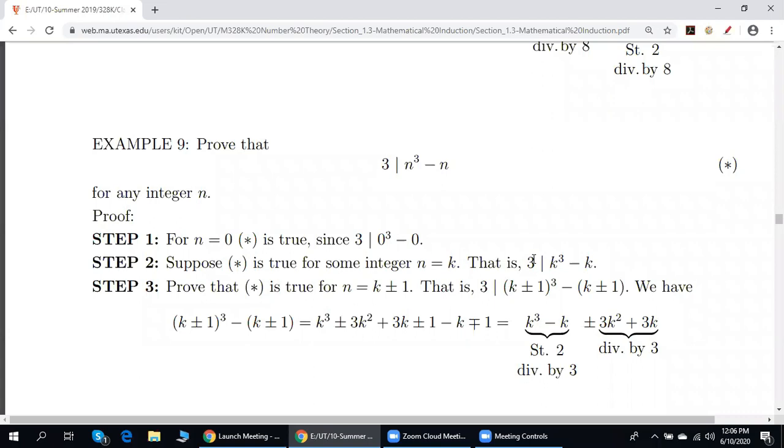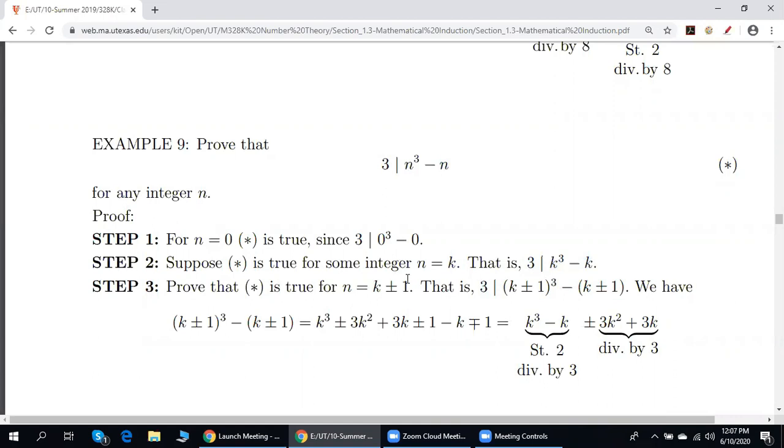So, keeping this in mind, we want to prove that 3 divides this. We replace n by k plus minus 1.